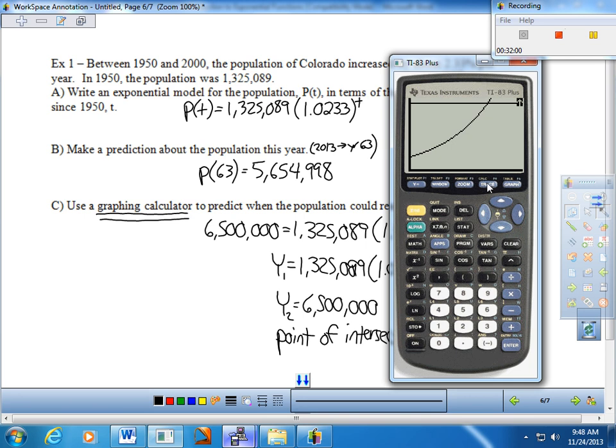So we go second, trace, so that calculate menu, which we've worked on quite a bit. And let's go to number 5. Intersect. Just hit enter, enter, enter. Once, twice, third time's the charm. And so you can see based on this that it looks like we would hit it in about the 69th year, give or take, so about 2019.